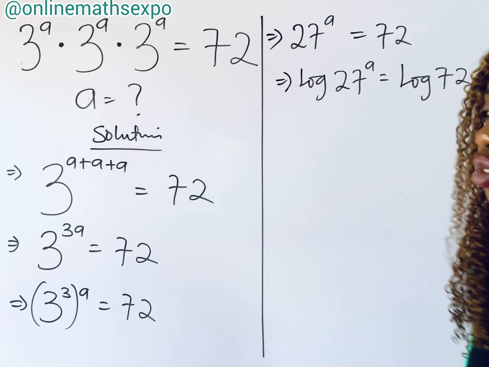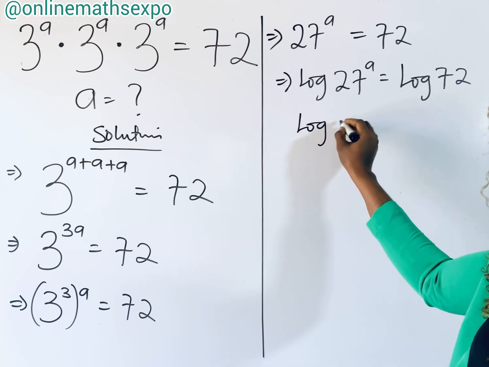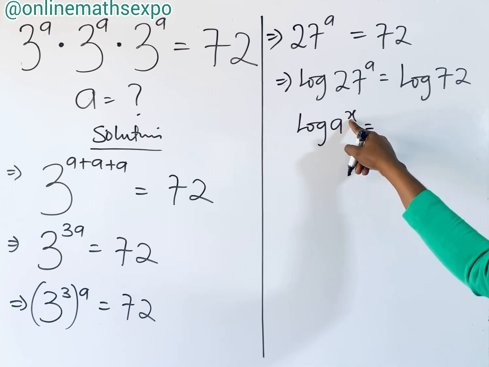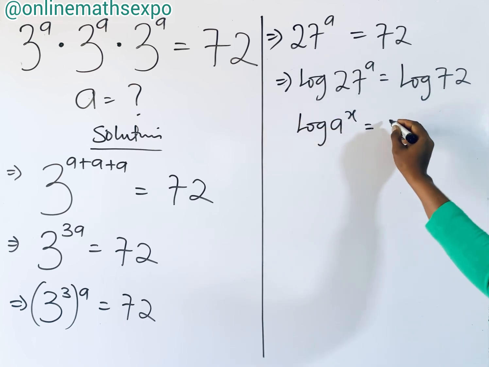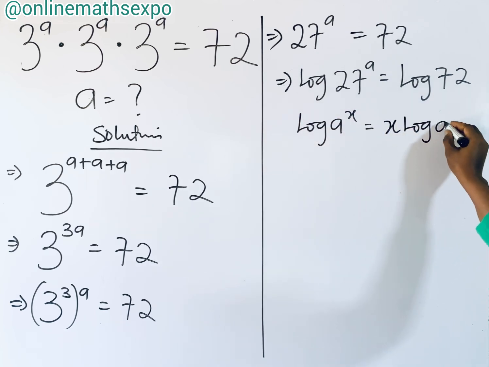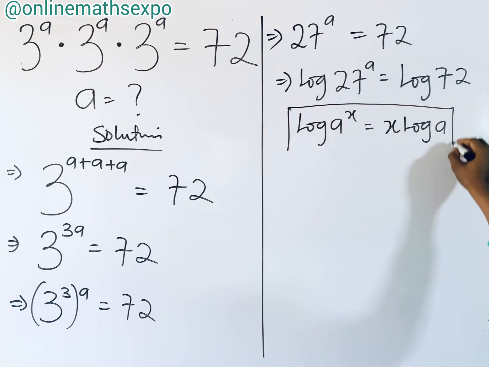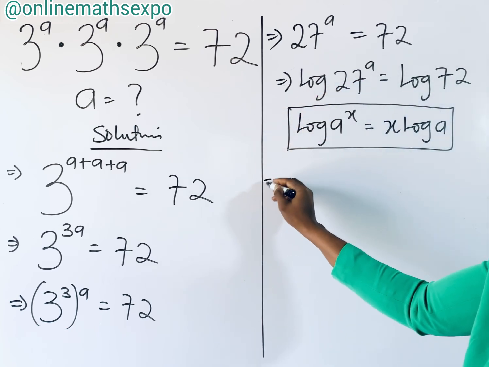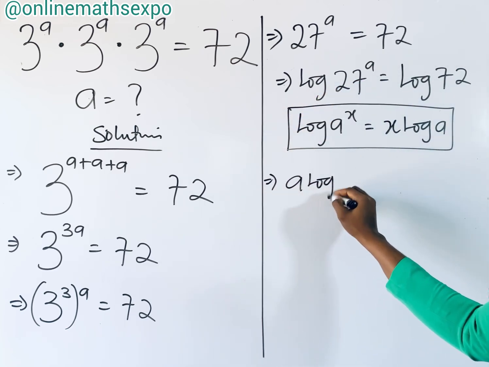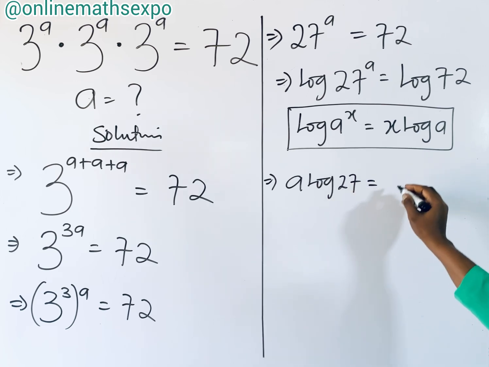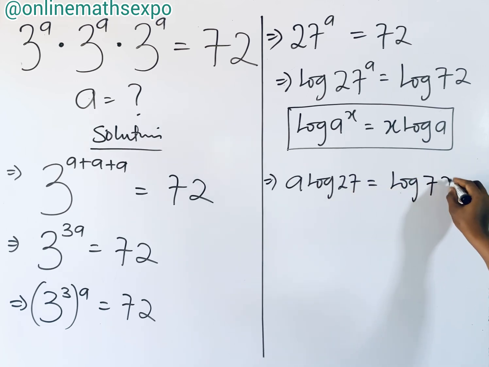Now, what do you do? Just remember, for every log of a to the power of x, the power will multiply the log. So you have x log a, okay? So apply this rule here. At the left side, we have a log 27 is equal to log of 72.